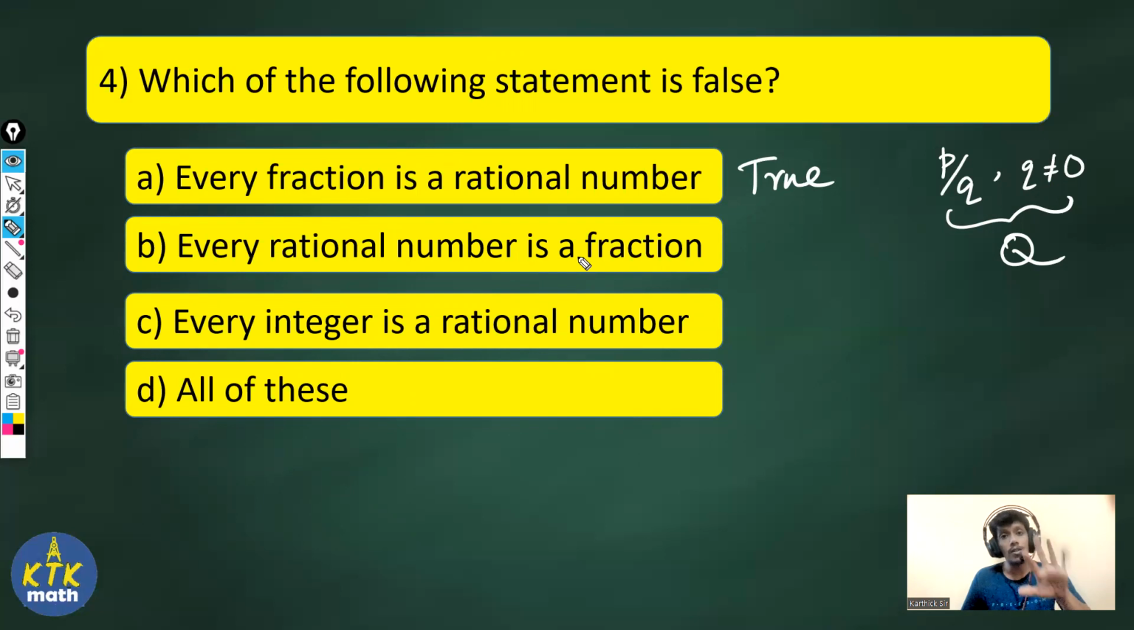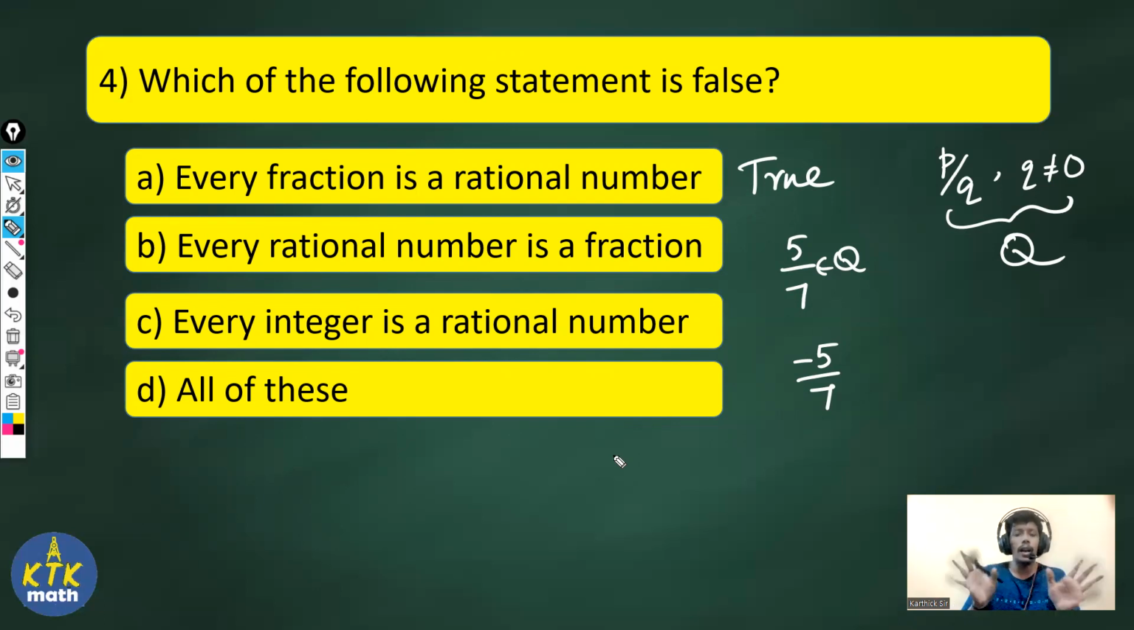Every fraction is a rational number, that we know already. Option B says every rational number is a fraction. If I say 5 by 7 is a rational number, you may agree that 5 by 7 is a fraction also. Yes, I do agree. But what if I change it to minus 5 by 7? Minus 5 by 7 is a rational number, but it is not a fraction, because in the case of a fraction we consider only positives.